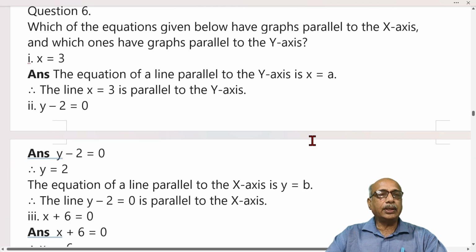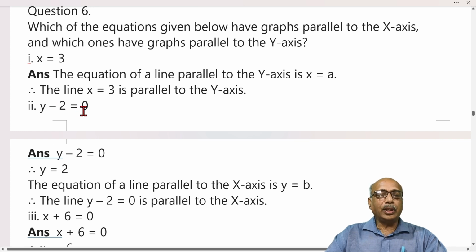Next, question 6. Which of the equations given below have graphs parallel to the x-axis and which ones have graphs parallel to y-axis? x equals minus 3. The equation of a line parallel to y-axis is x equals a. Therefore, the line x equals minus 3 is parallel to the y-axis.